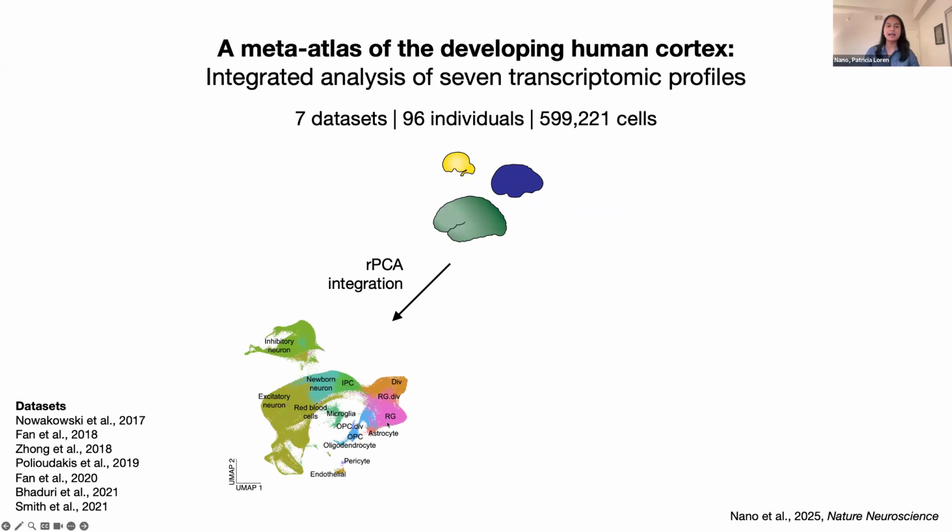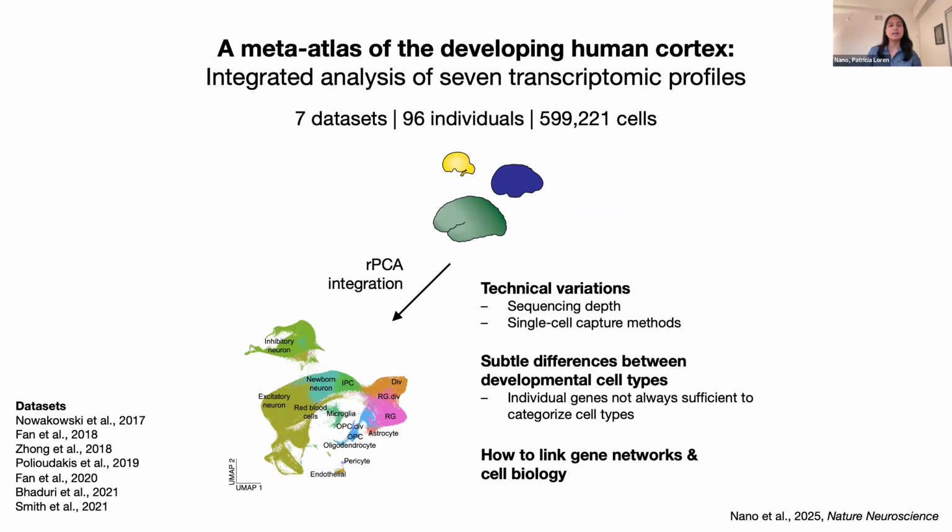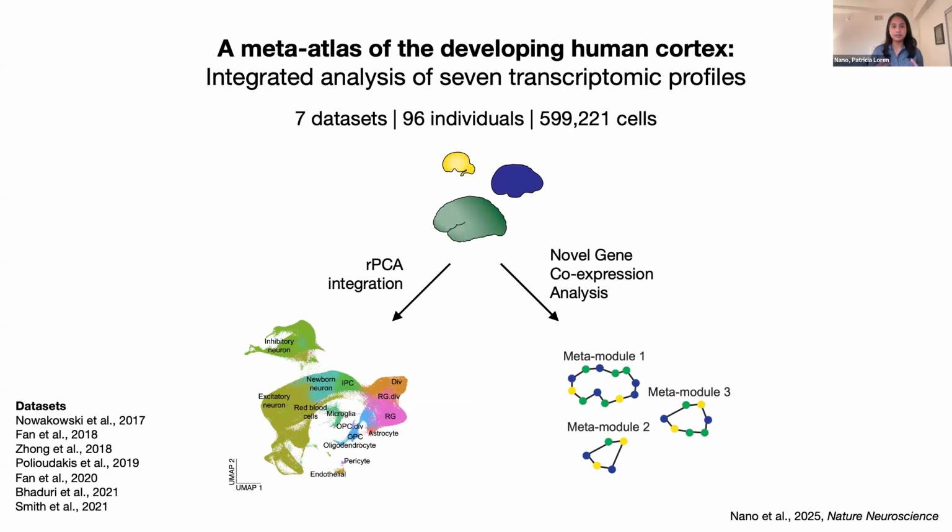But then, when it came time to ask how can we use this atlas to extract mechanistic hypotheses of how these cell types are formed to begin with, we had to keep in mind how do we dampen the technical variation between these different atlases or different data sets without also dampening the very subtle but real biological difference between different cell types that has been described during development. And even further, how do we extract gene networks from these atlases that give us mechanisms of how these cell types are formed? So towards that goal, we also generated a novel gene co-expression analysis pipeline to create what we call metamodules.